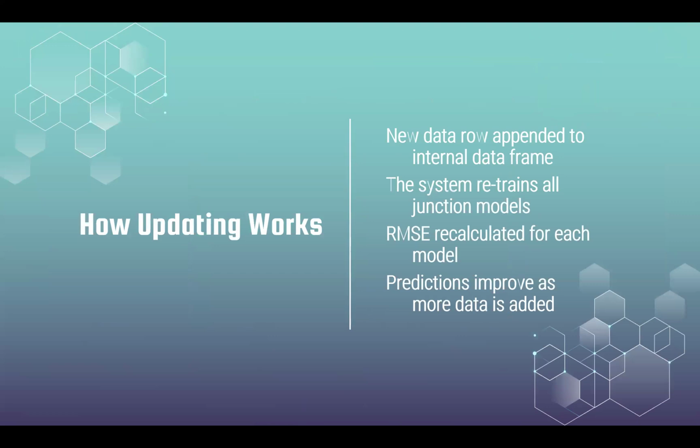So I just explained how it worked. The system does retain all the junction models, and the RMS are recalculated for each model. But we did use just the polynomial one, so it would just be the multivariable polynomial model, and predictions would improve as more data is added.